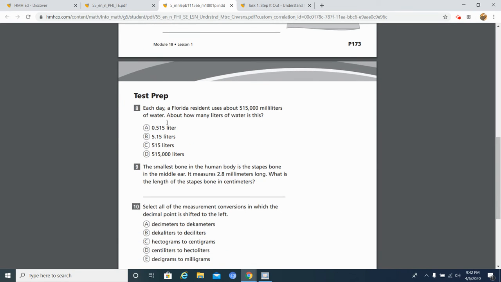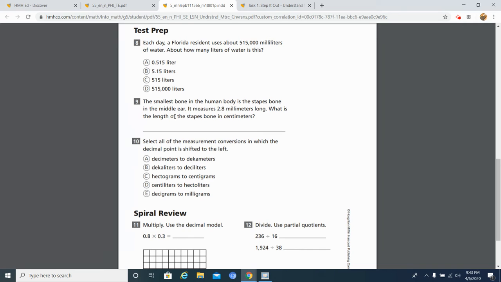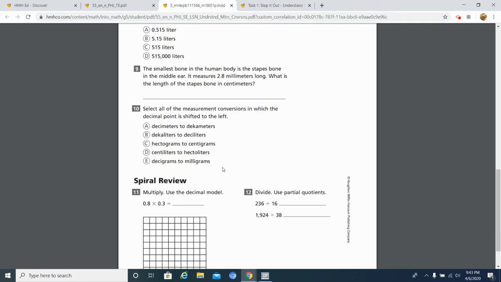Okay, each day a Florida resident uses about 515,000 milliliters of water. About how many liters of water is this? So we're changing that into liters. Okay, the smallest bone in the human body is the stapes bone in the middle ear. It measures 2.8 millimeters long. What is the length in this in centimeters? Okay, changing from millimeters to centimeters.